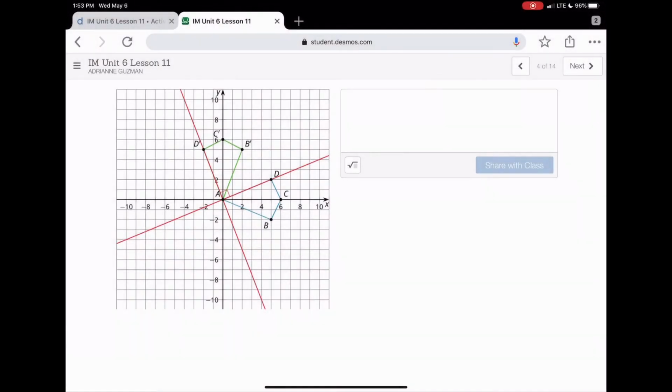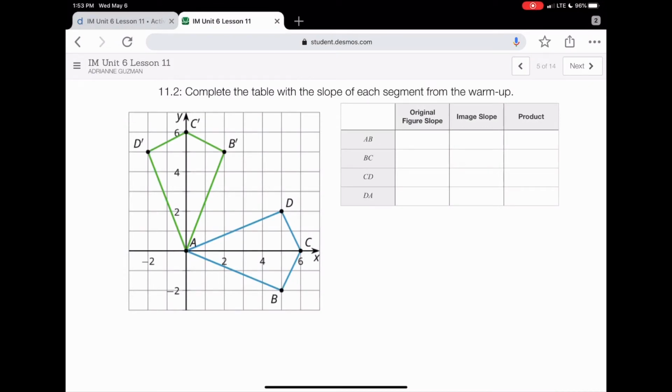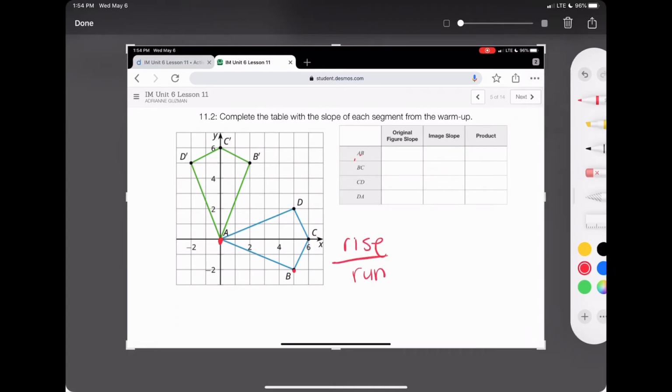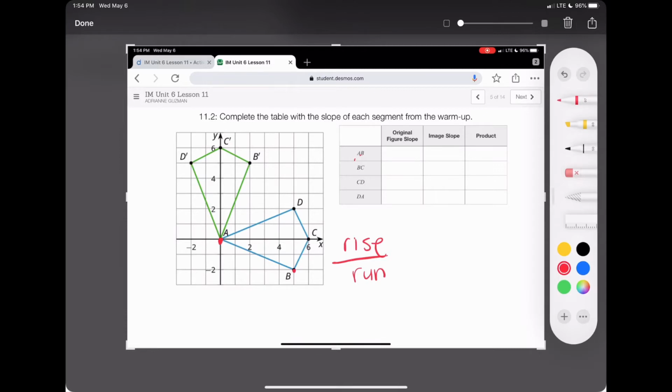Now, you'll need to come back to this photo in a second, but the second part of this is asking you to complete the table with the slope of each segment from the warm-up. So for this, you need to do rise over run for each line. So A, B, from A to B, I want to know what is your slope here. You can either go from this point to this point or starting at A and then to B, but you have to do the order of rise over run. Okay, so I'm going to do from B to A.